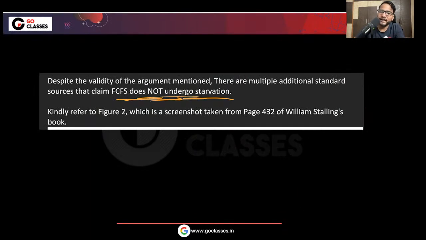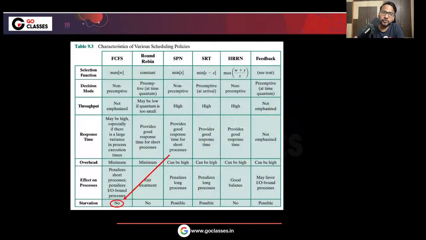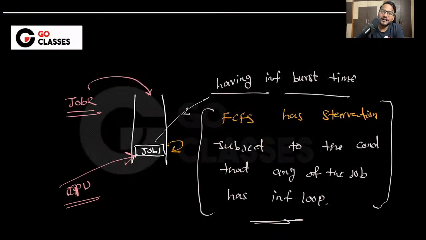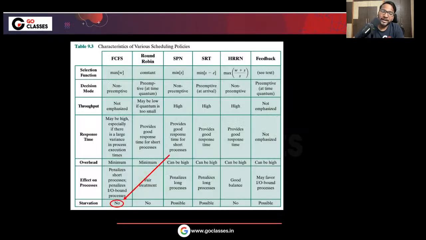True. Let's just see. Kindly refer to figure 2, which is a screenshot taken from Williams Stallings. So see, Williams Stallings is a very standard book. In this book it is explicitly mentioned that FCFS does not have starvation. See here, it is saying no, it does not have starvation. Then what is the problem? See here, you just agreed that yes, FCFS has starvation subject to the condition that we are allowing the infinite loop, a job with infinite burst time. So what happens in this case?